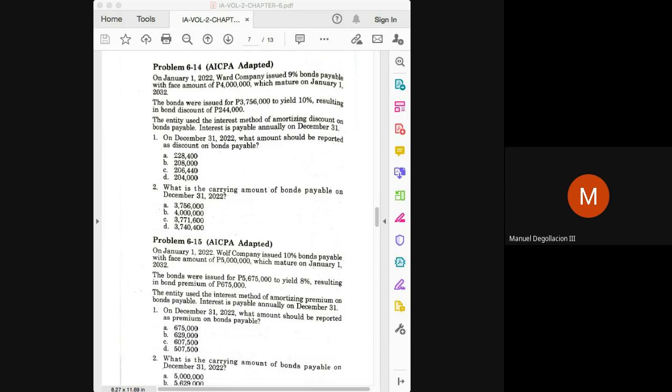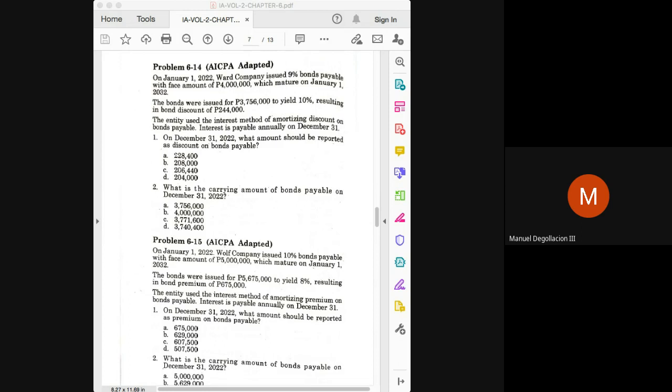Now, it is understandable why we have to pay interest, because we are using the money of some other person. Okay, and at the end of the term of the bond, we will also have to pay the 4 million, because we will have to return the principal. Okay, so definitely the amount of interest that you will be paying periodically will be part of your interest expense.